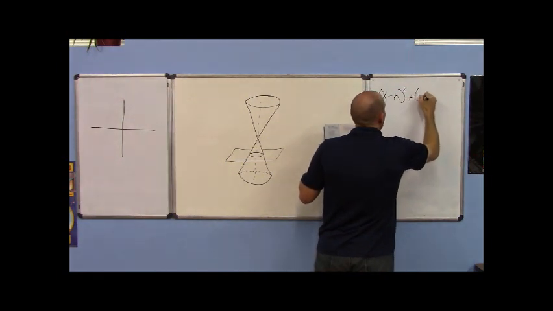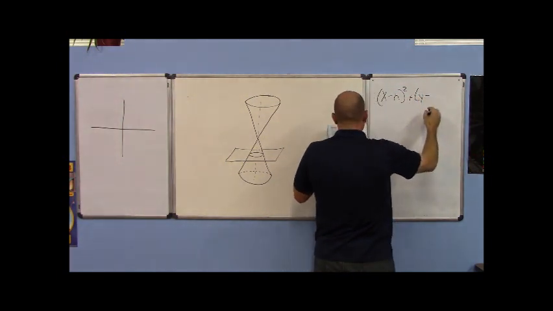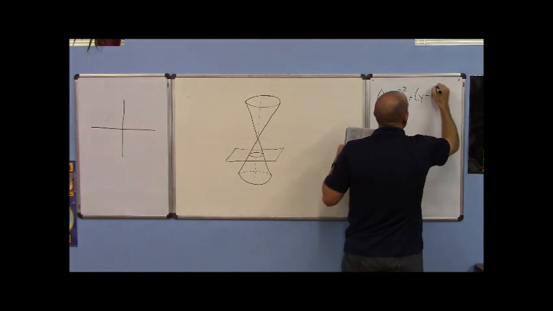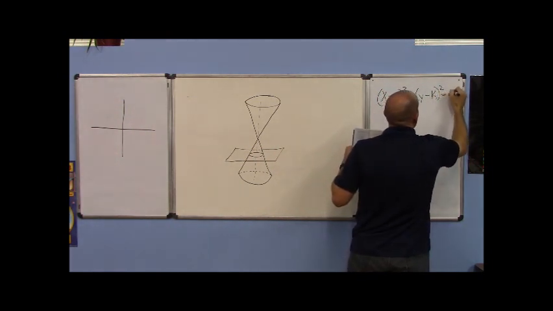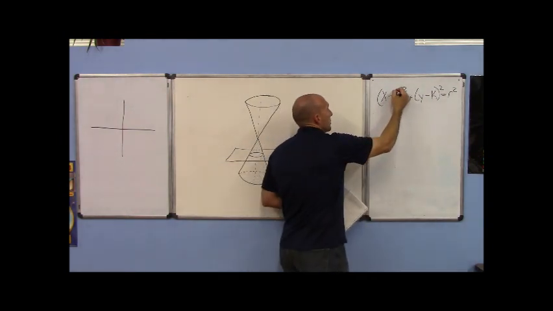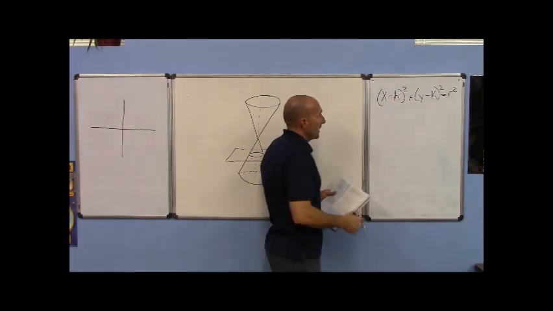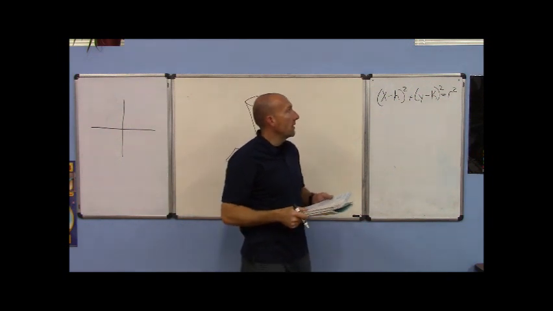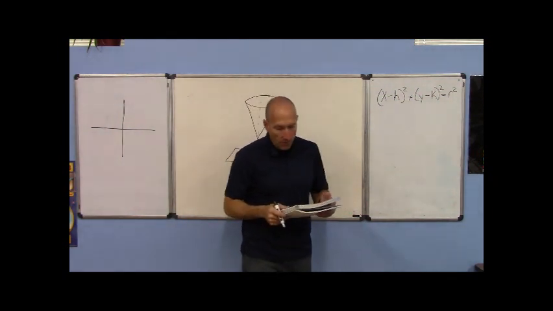So, everybody write down this equation here. This is an h. So (x minus h) squared plus (y minus k) squared equals r squared.